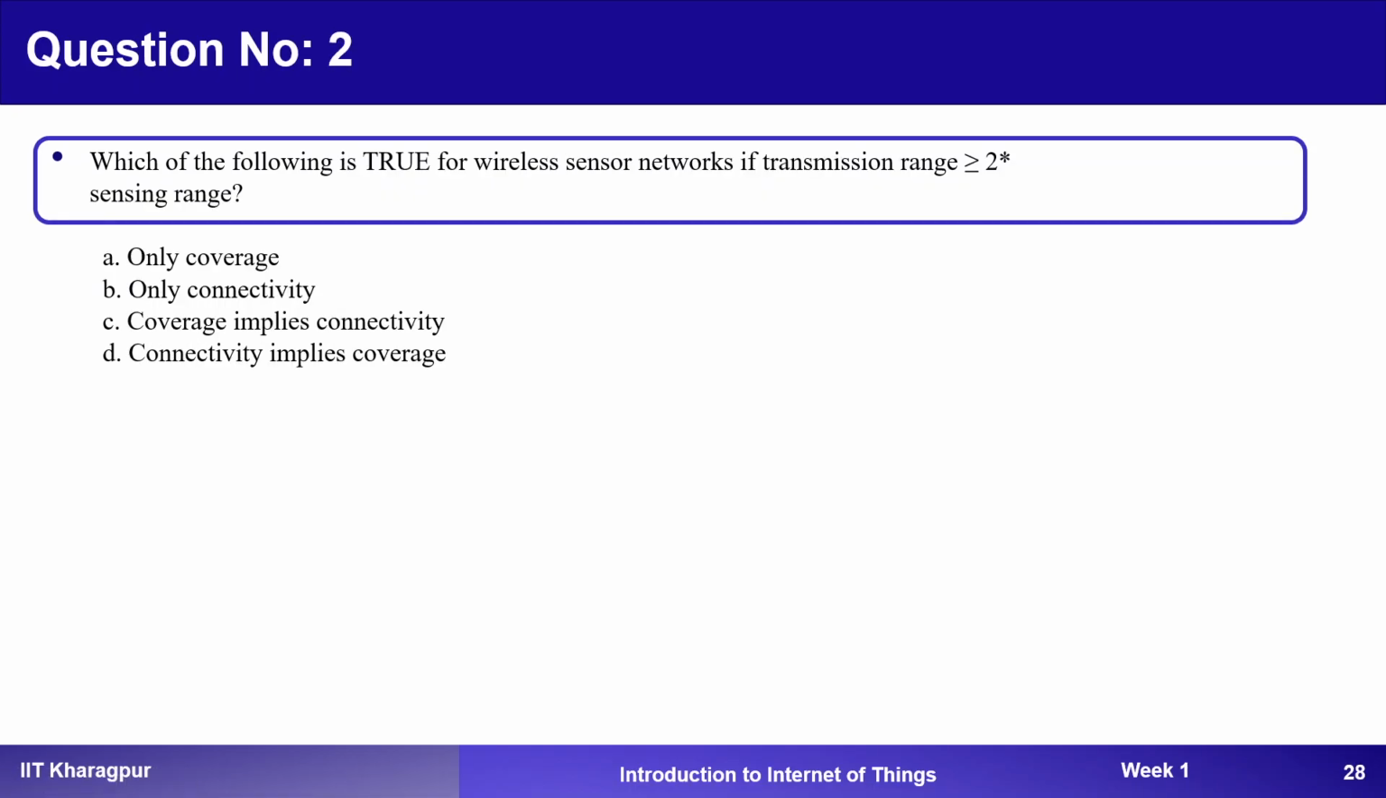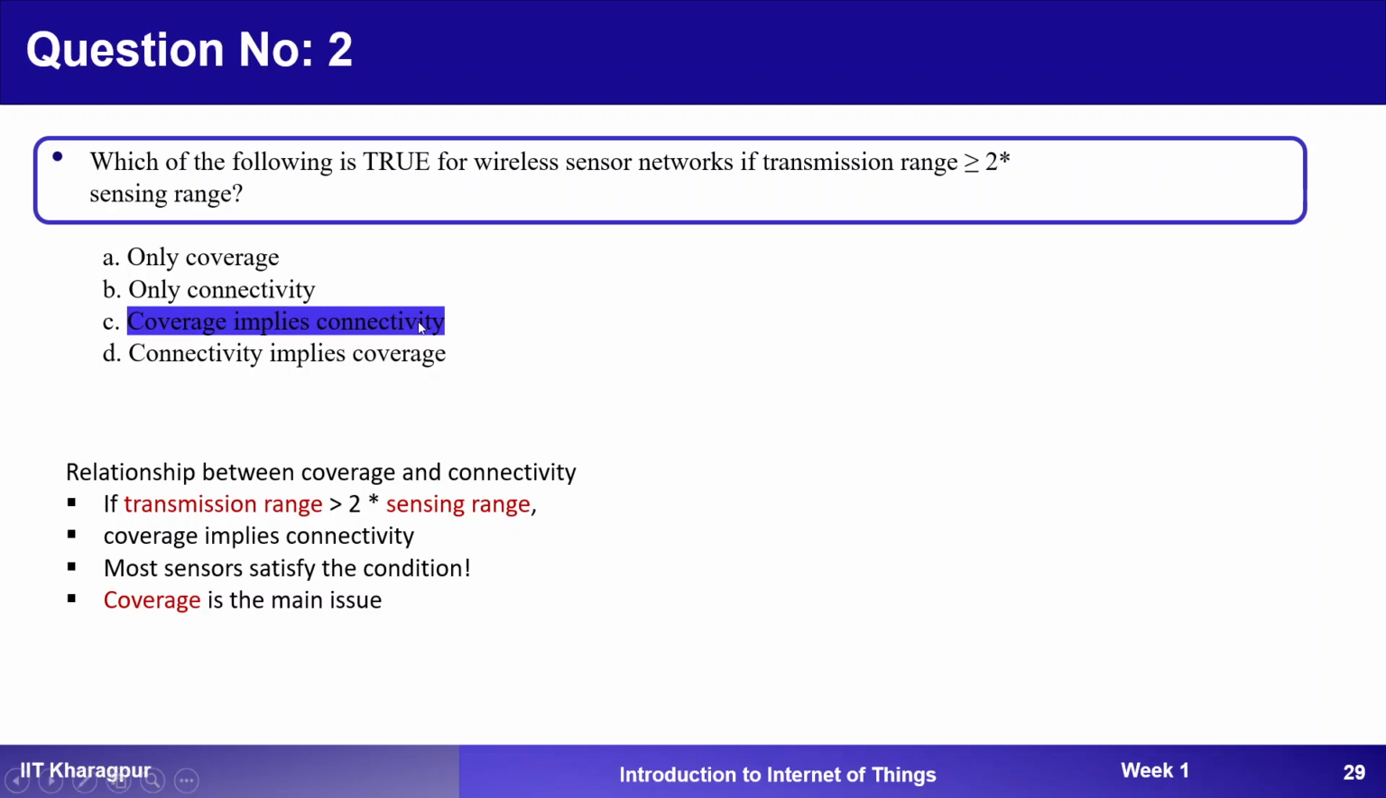Question number 2: which of the following is true for wireless sensor nodes if transmission range is greater than 2 times the sensing range? First one is only coverage, second is only connectivity, third is coverage implies connectivity, and fourth is connectivity implies coverage. Anyone? This is a direct statement which was given in your week 4 lectures. Okay, so the answer is coverage implies connectivity.